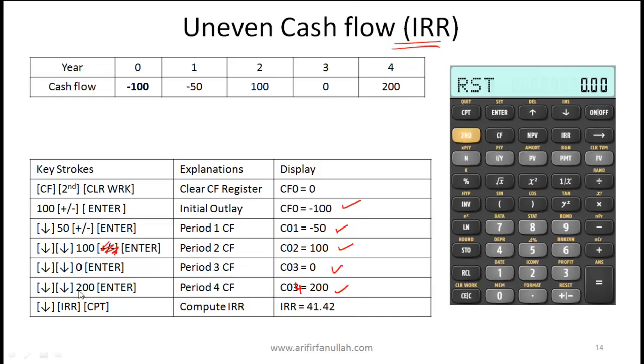So up till here we've done exactly what we did with NPV, but for this calculator here we want to find the IRR. After entering 200, you hit the down arrow and then hit the IRR button and the compute button, and the system will calculate your IRR, which is 41.42%.